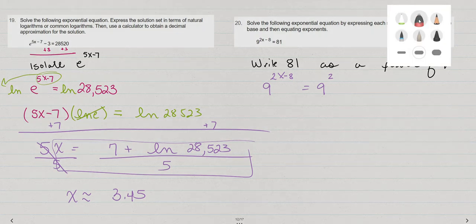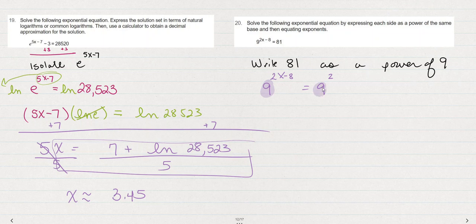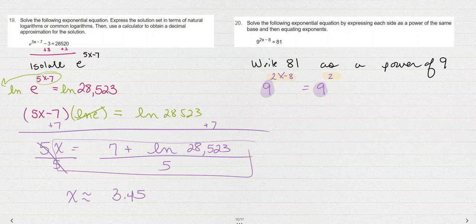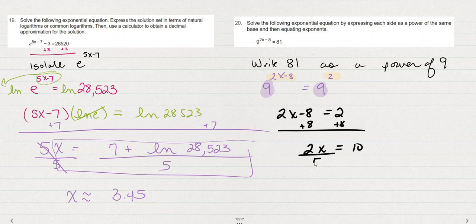And once I do that, if we've got like bases, a 9 and a 9, then the two exponents have got to be equivalent. So what I would know is that 2x minus 8 is equivalent to 2. Now it's just a simple equation. Add 8 to both sides. 2x equals 10, divided by 5 on both sides. So x equals 2.